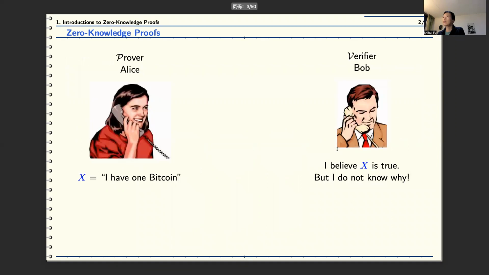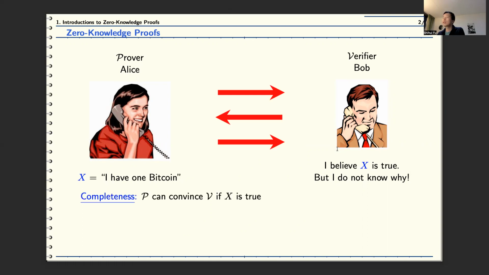Here is an example. The prover and the verifier both engage in some zero-knowledge proof protocol to prove the statement X through some number of rounds of interaction. Certainly, we are interested in those protocols that have some special properties. First is completeness. It means if the prover and the verifier both are honest, then the prover can convince the verifier if X indeed is true.